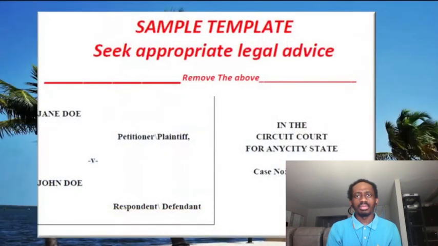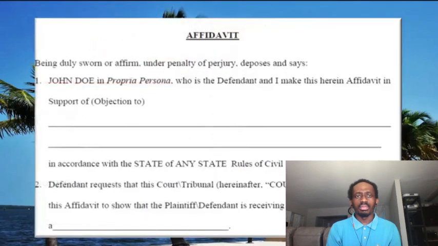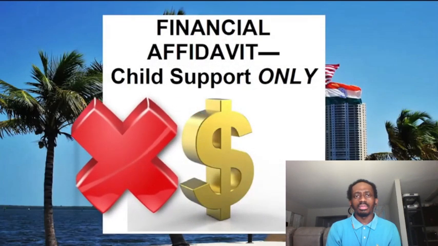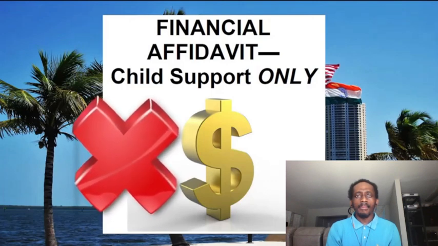So here's a sample of an affidavit. Again, this is the heading, the sample heading for your court case. But to begin an affidavit, you start off with the statements called duly sworn or affirmed under penalty of perjury. Duly sworn or affirmed under penalty of perjury. Affidavit must be that. Okay. And no, we are not talking about a financial affidavit. That's a different document, and we will do a video on that at a later date.